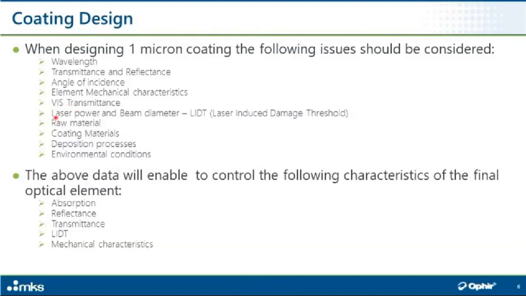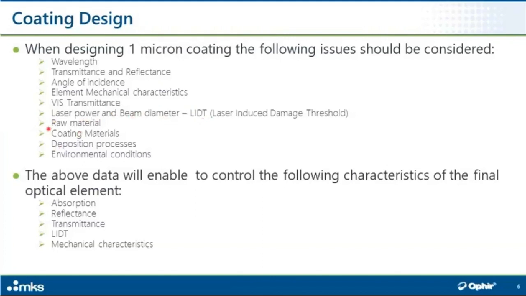Another very important parameter is LIDT, which is laser-induced damage threshold. Each optics has its own LIDT value, and when we design the coating, we must know what is the expected laser power and beam diameter in order to make sure that the optics will not be damaged by the beam. So we must make sure that the LIDT of the optics is much higher than the intensity of the laser beam.